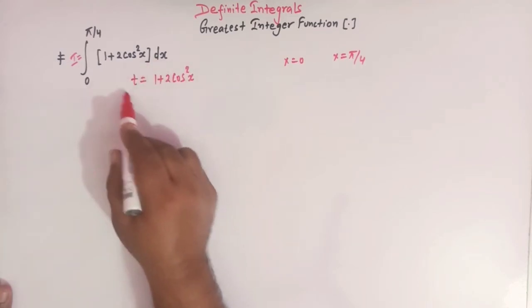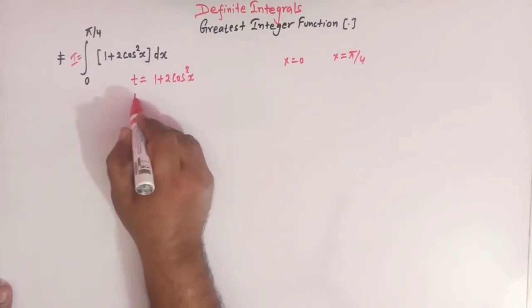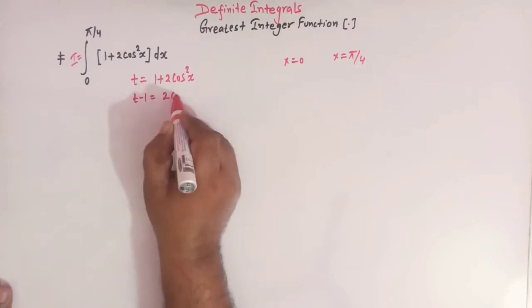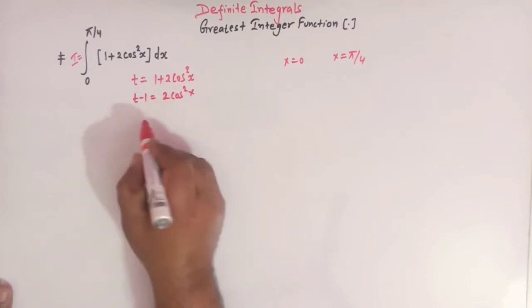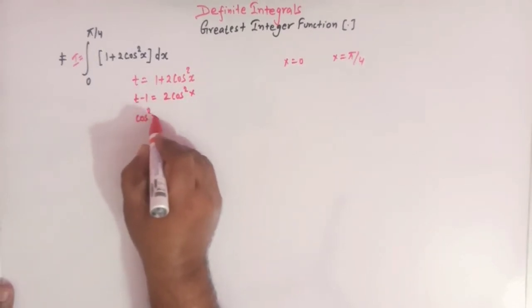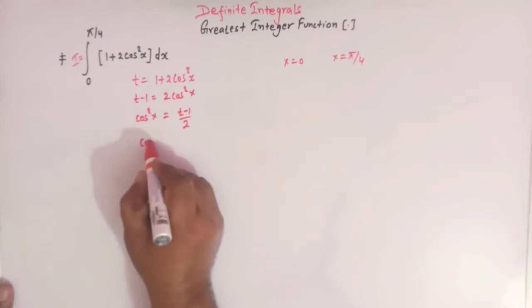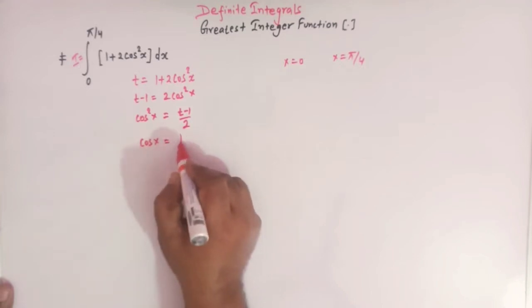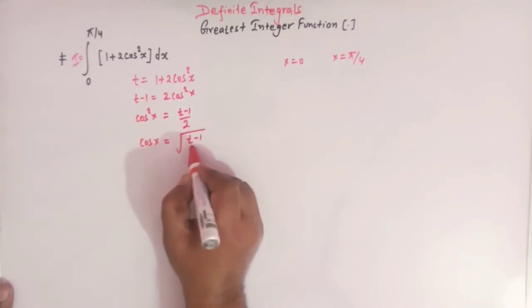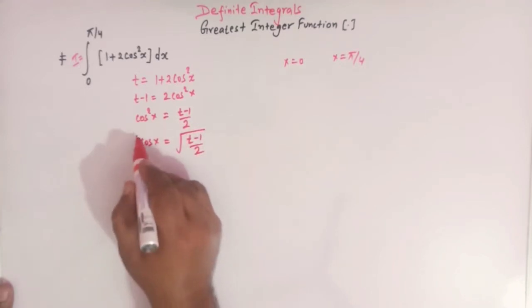Now this equation can also be written as t minus 1 is equal to 2 times cos square x. So cos square x is t minus 1 over 2. So we can now write cos x is equal to square root of t minus 1 over 2.